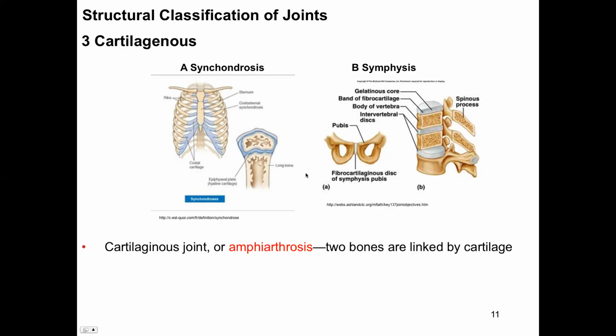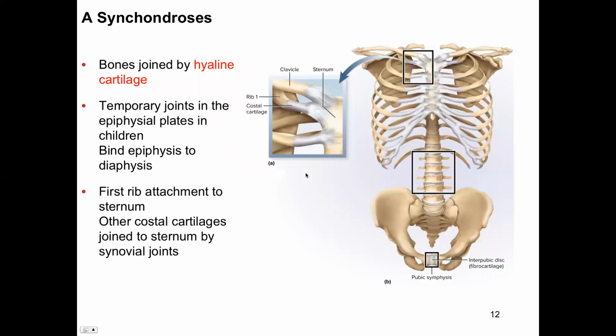Now, what are our examples? We have the synchondroses. These are bound by hyaline cartilage. So there are the temporary joints of the epiphyseal plates in children, right? We've already gone over that. But this one here is something else new. I didn't know that the first rib attachment was like this. I didn't know that that was hyaline cartilage here. So the first rib attachment. All the other ones are synovial joints, which we'll talk about later.